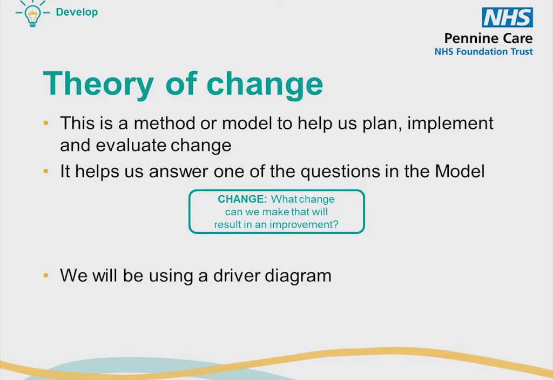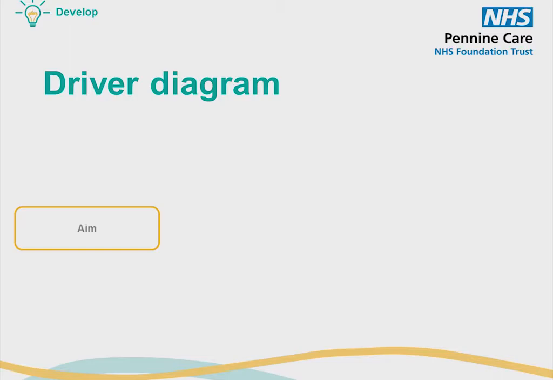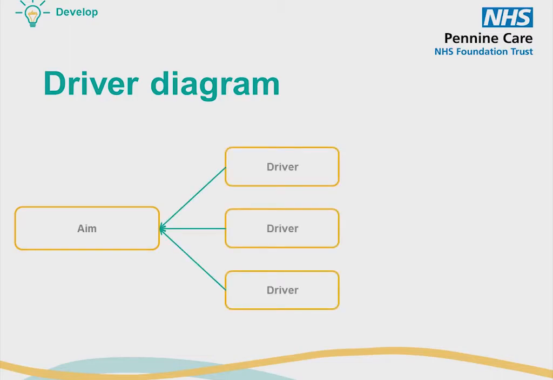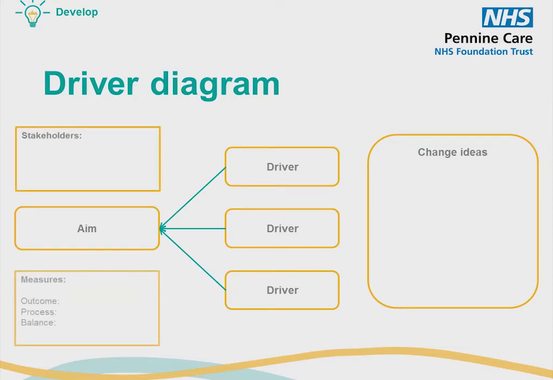The model we will be talking about is a driver diagram. Some of you may have heard of it before. A driver diagram has our aim stated on the left-hand side. We have several drivers that help us to achieve the aim. These often tend to be system level, such as communication, training, policies, and so on. On the far right, we have our change ideas. These are the ideas we want to test and put in place in order to achieve our aim and address the issue. For our driver diagram, we will also have a section for stakeholders and one for our measures.